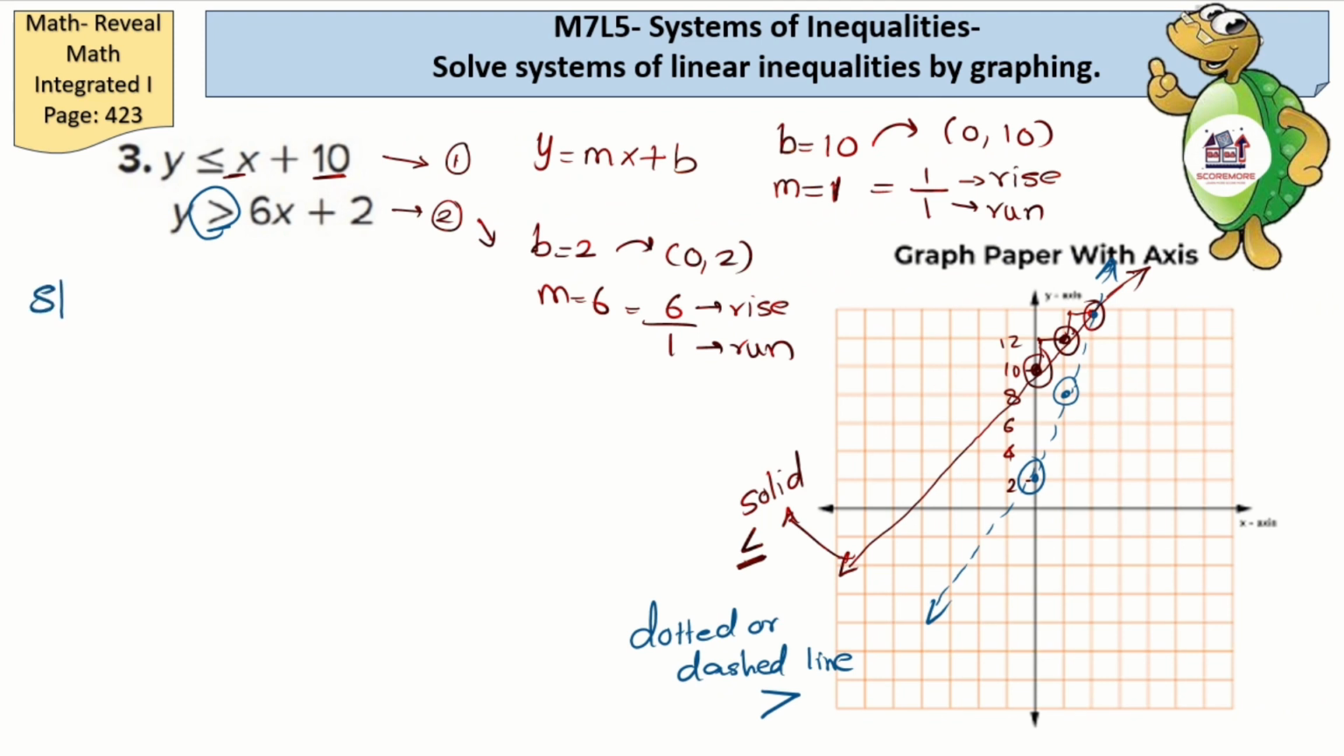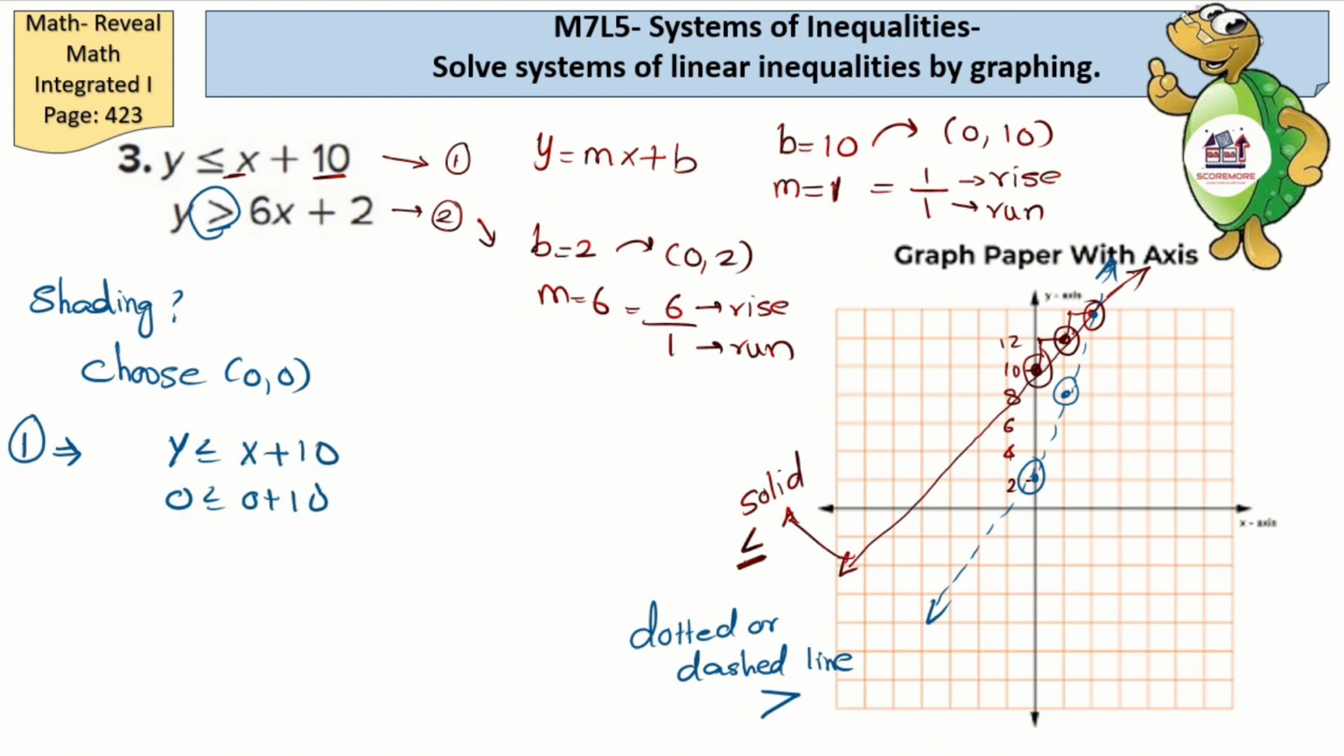Now the remaining part is we are about to shade the graph. For shading, obviously the easiest idea is to choose the origin, which is (0, 0). So substituting 0 in the place of x and y in the first equation, 0 less than or equal to 0 plus 10, which gives 0 less than or equal to 10, which is true. So I'm going to shade the area in which I have the origin.